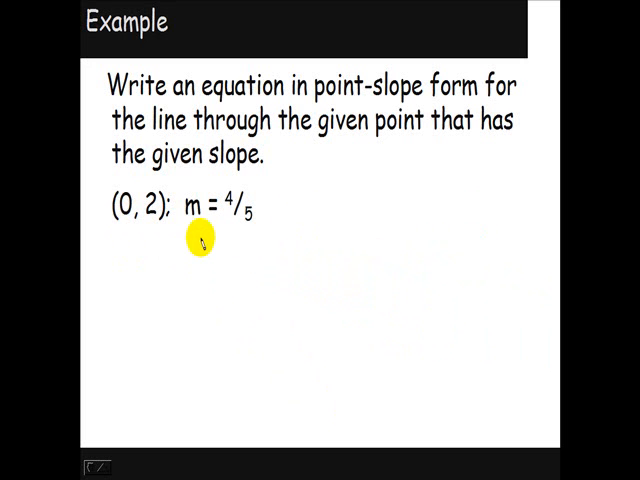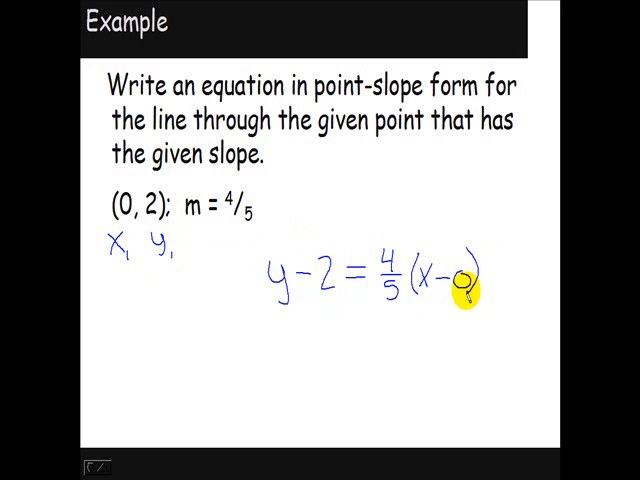In this example, we're going to do the same thing. Notice that our x1 value is 0, our y1 value is 2, and our slope is 4/5. So y minus y1 is 2 equals our slope 4/5 times the quantity x minus x1, which is 0.